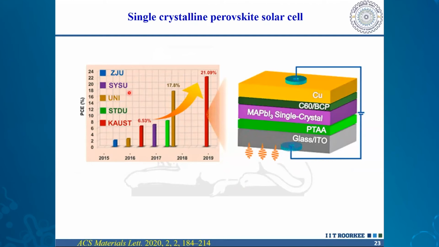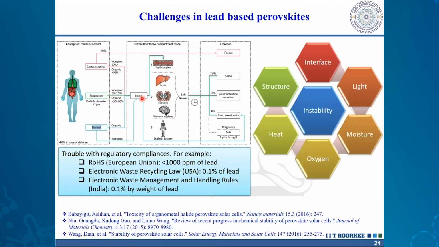And there are some leading groups, especially from KAUST and UNIST and JJD from China, contributing a good amount of research on perovskite single crystal-based solar cells. But one of the major problems with the lead-based perovskite is the lead toxicity.